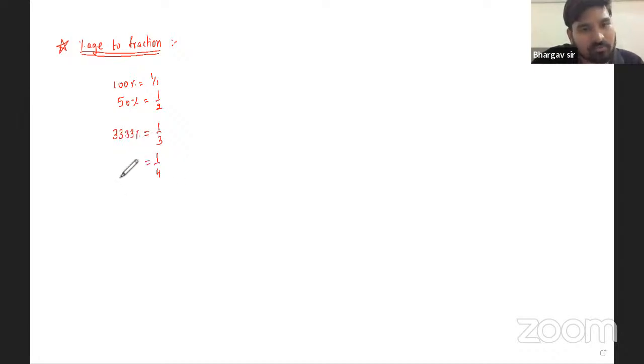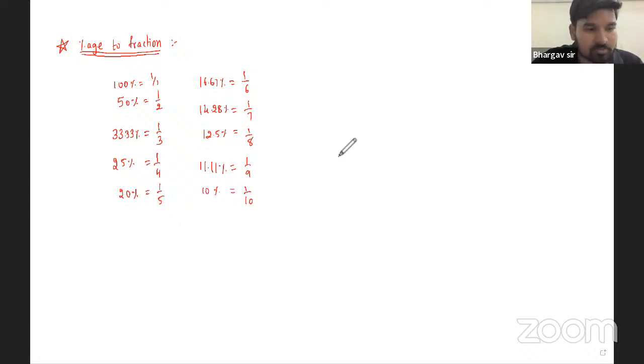33.33%. 1 by 4 is equal to 25%. 1 by 5 is equal to 20%. And 1 by 6 will be 16.67%. 1 by 7 will be 14.28%. 1 by 8 will be 12.5%. 1 by 9 will be 11.11%. 1 by 10 will be simply 10%, right?